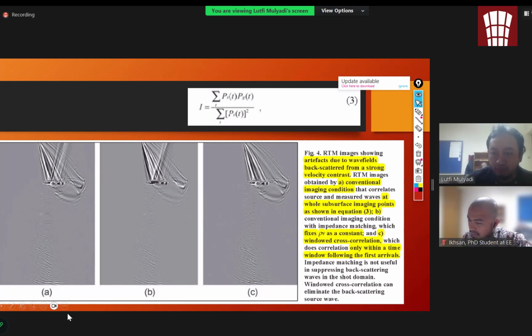In figure C, this is window correlation, which means we show only within a time window following the first arrival. The impedance matching in figure B is not successful in removing the backscatter wave in the shot domain, but window correlation can remove the backscattering source wave. See, we don't see the backscatter wave. Do you get why there is no backscatter wave here? Because we just do it in a certain time window.